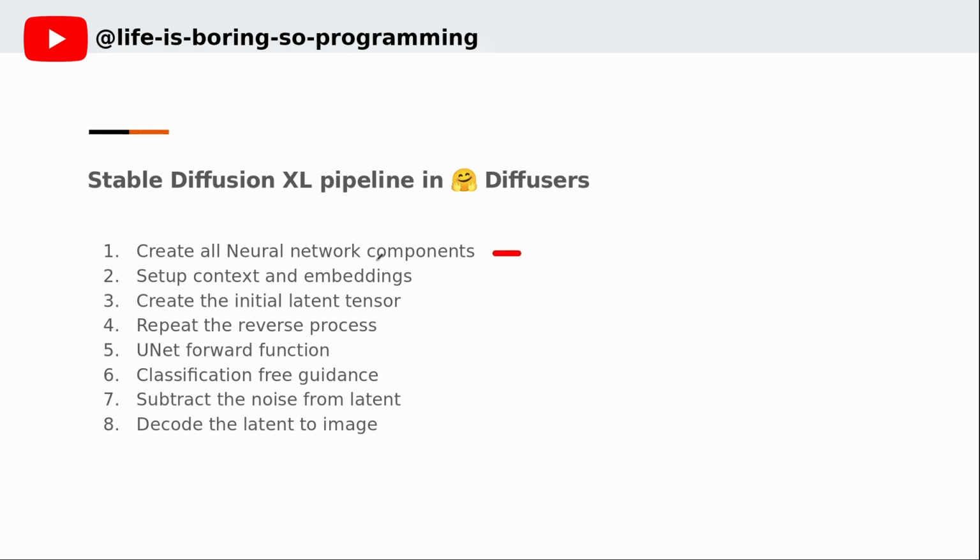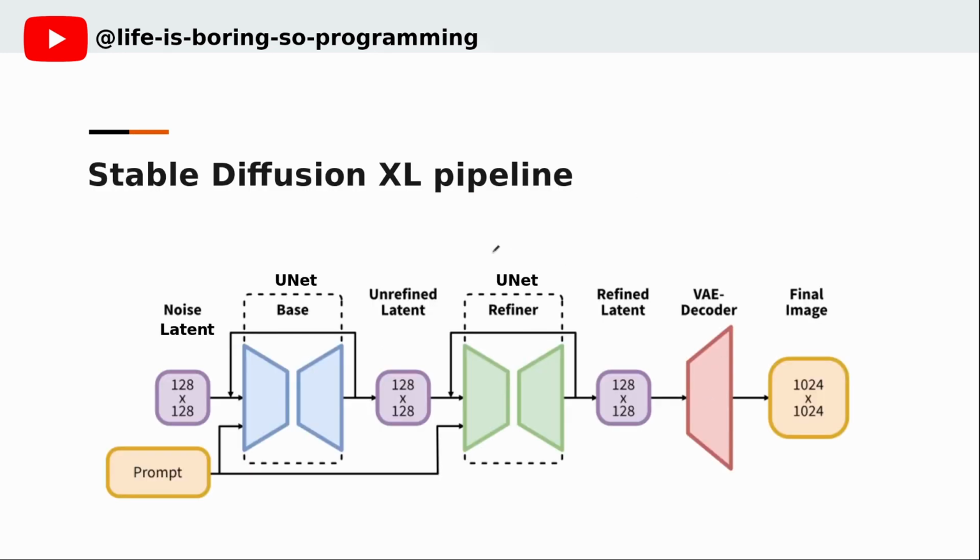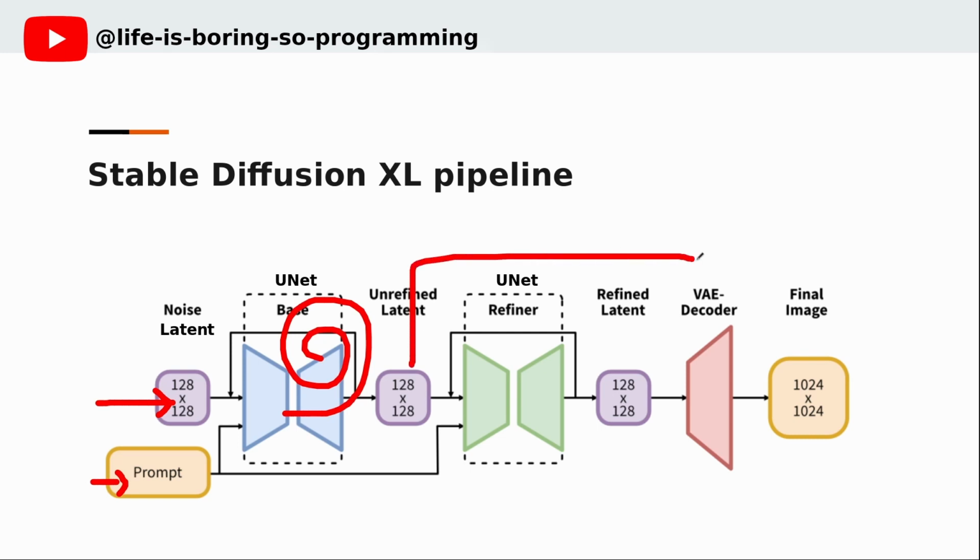We need to create all neural network components, setting up all contexts and embeddings, create the initial latent, repeat the reverse process. Do the classifier-free guidance. Subtract the predicted noise from the latent. And finally use the VAE to decode the latent into an RGB image. This is the SDXL pipeline. Usually we will have the latent and the prompts. And then repeating the U Net forward function. We may skip the refiner step and go to the final VAE decoding step directly. We will talk about this path today.